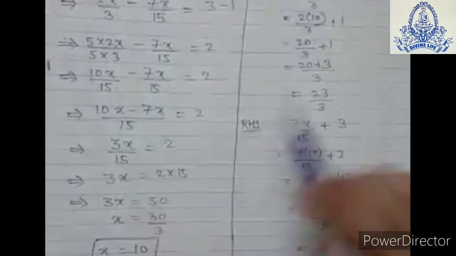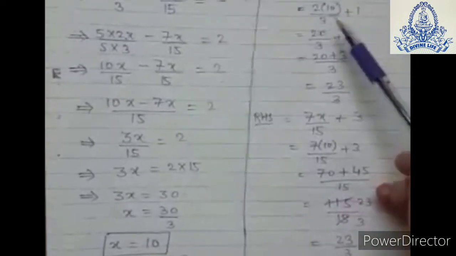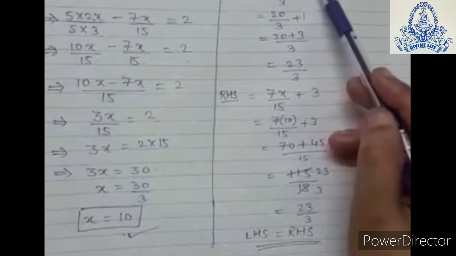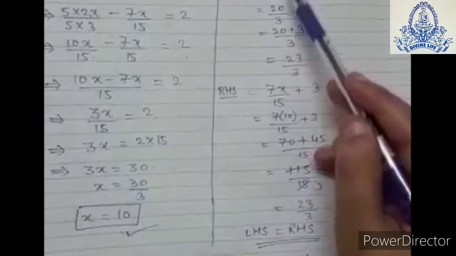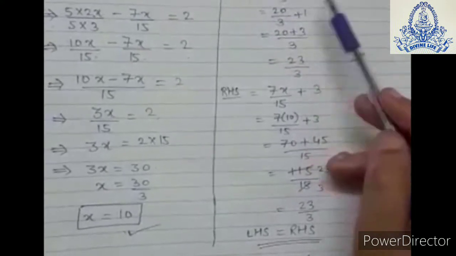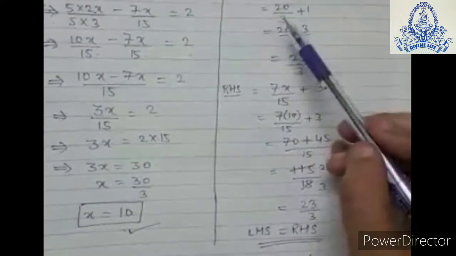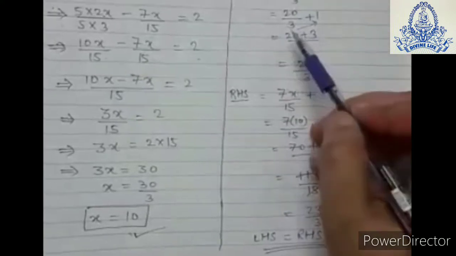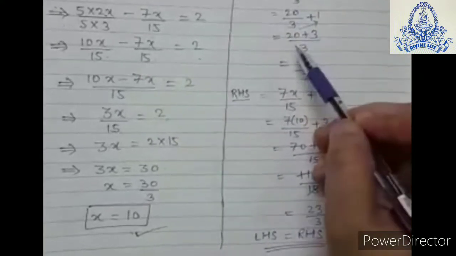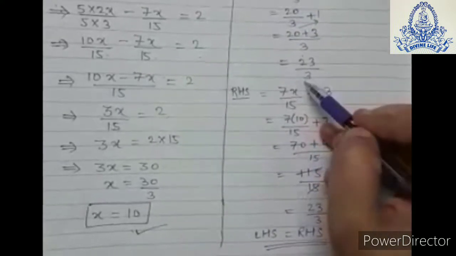Okay, now we will check whether it is right or not. So we will put this 10 in this LHS: 2x upon 3 plus 1. Put x is equal to 10 in this: 2 into 10 upon 3 plus 1, that is 20 upon 3 plus 1. So this 3 we will multiply again here. So 1 3 is 3, 20 plus 3 upon 3, that is 23 upon 3.